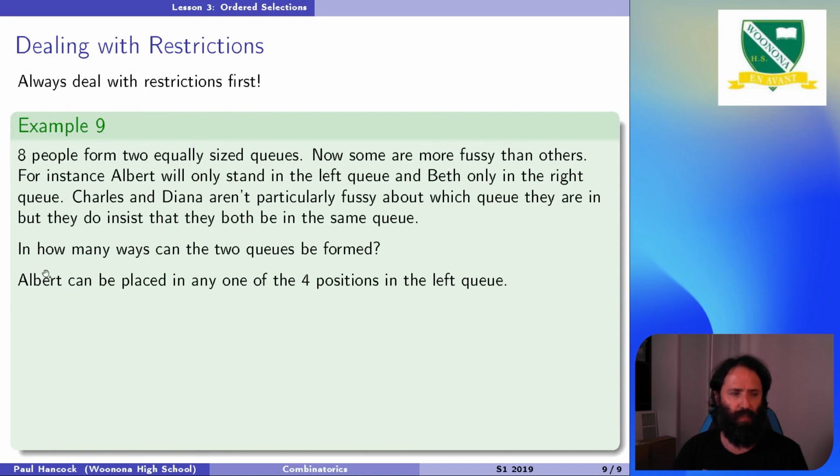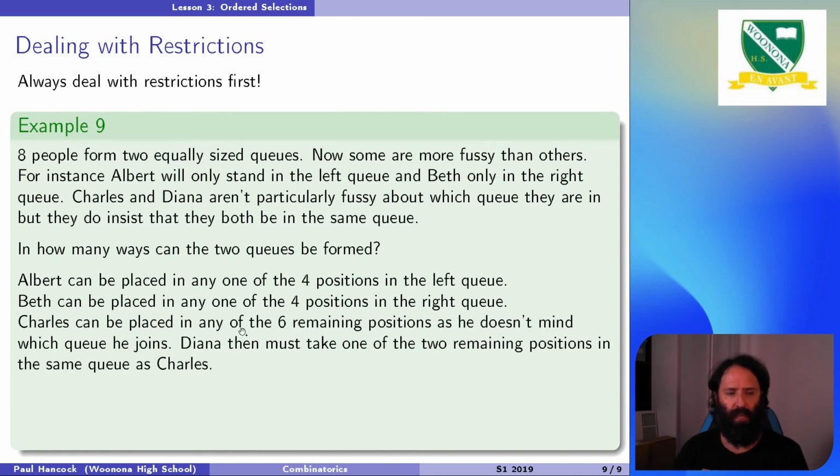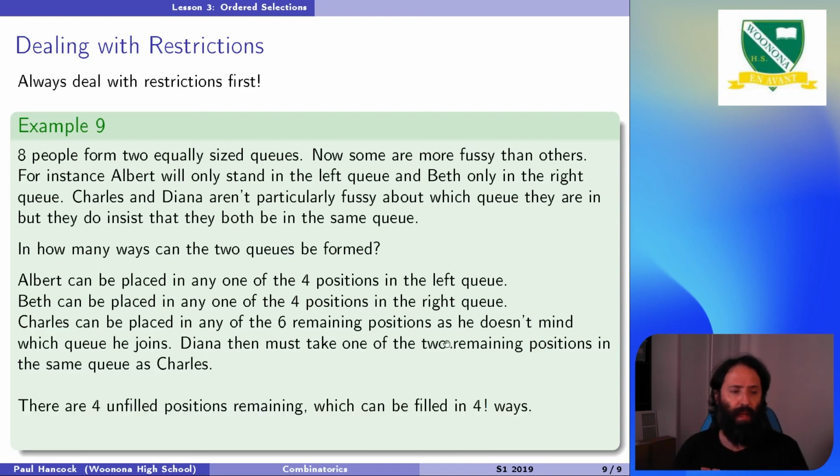Okay, so that's what I've said here. Albert can go in any one of the 4 positions on the left. Beth can go in any 4 of the positions on the right. Charles can be placed in any of the 6 remaining positions. Because remember, once we've chosen those 2, there's still 6 spots in the queue, and Charles doesn't care which queue he's in, so there's 6 spots in total he could be in. And then Diana must take one of the 2 remaining spots in the queue that Charles is in. And then once we've done that, that's 4 people chosen. There's still 4 unfilled spots, so they could be done in 4 factorial ways. So in total, it's 4 times 4 times 6 times 2 times 4 factorial, which is 4,608.